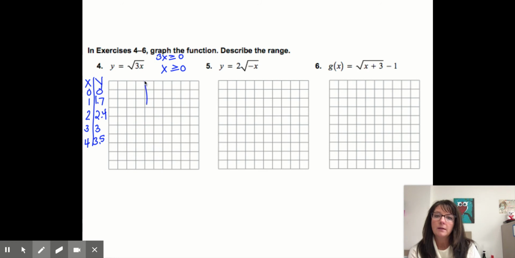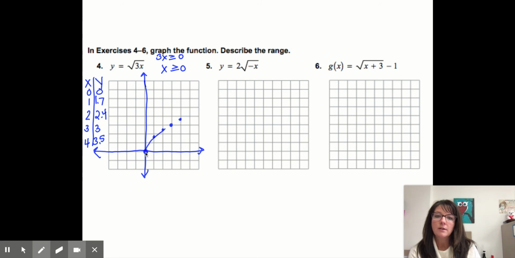And then we'll make our axis here. Okay, so then we'll graph them. Here's our 0, 0, 1 and 1.7, 2 and 2.4, 3 and 3, 4 and 3.5, and it starts to curve there.